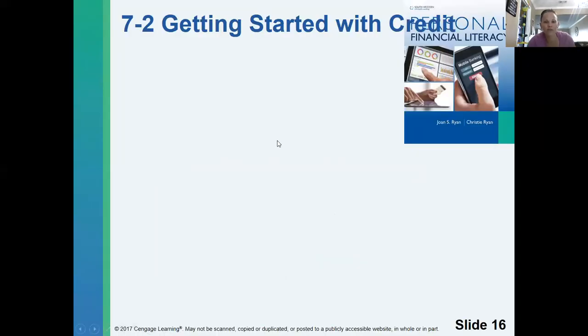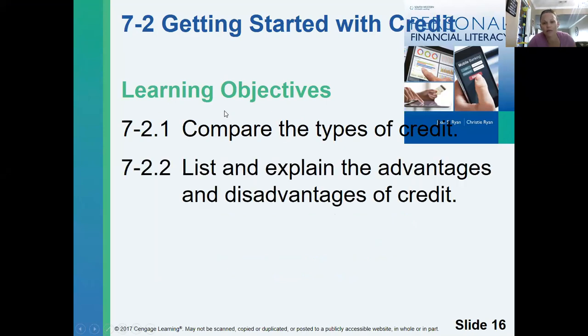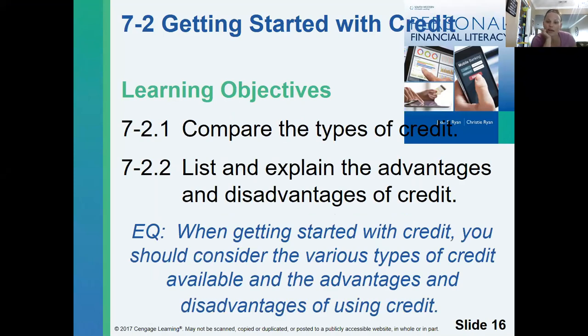Okay, so section 2, getting started with credit. Our learning objectives: we're going to compare the types of credit, and list and explain the advantages and disadvantages. When getting started with credit, you should consider the various types of credit available and the advantages and disadvantages of using credit. That's your goal at the end of this section.